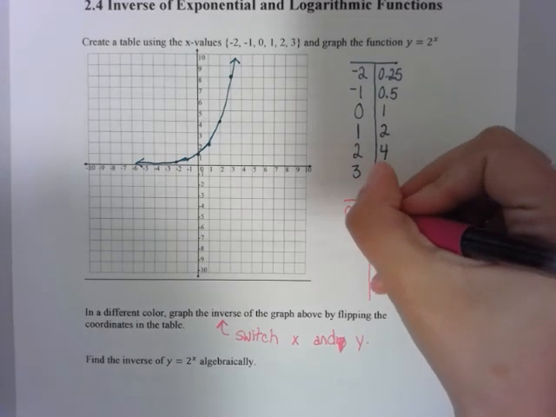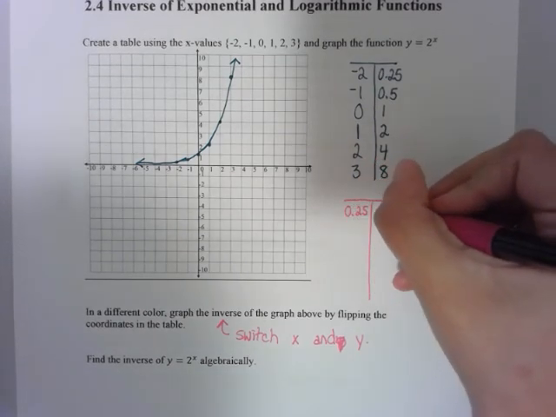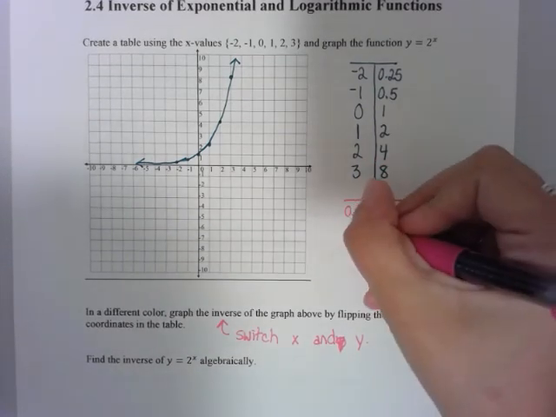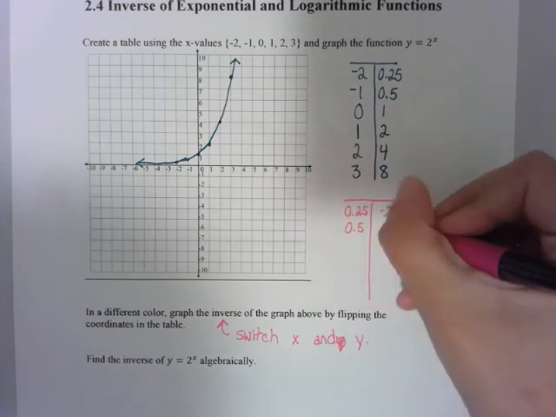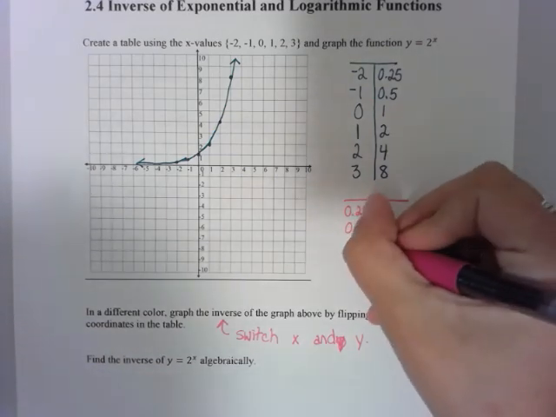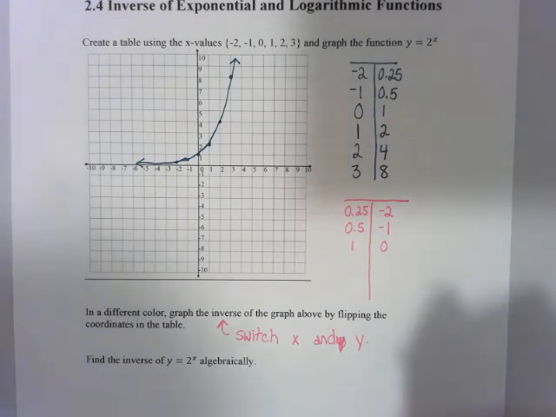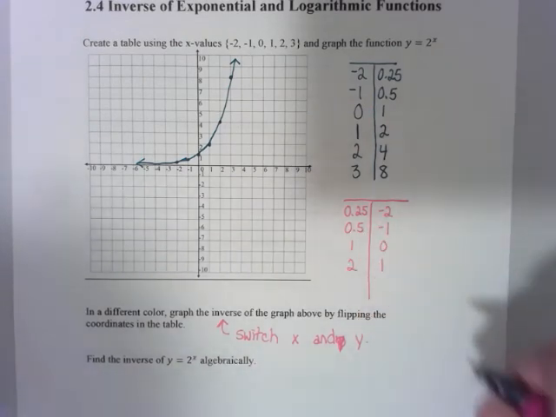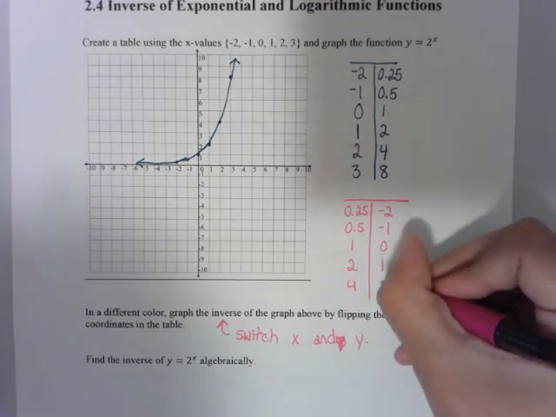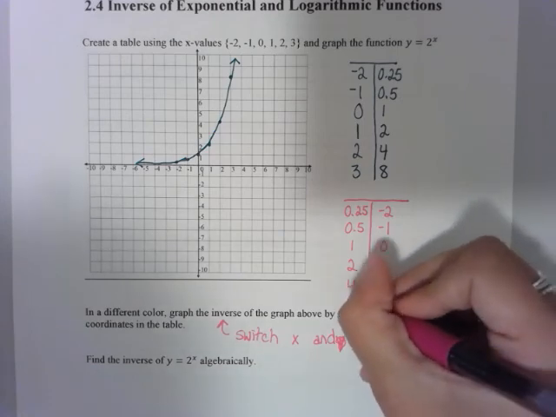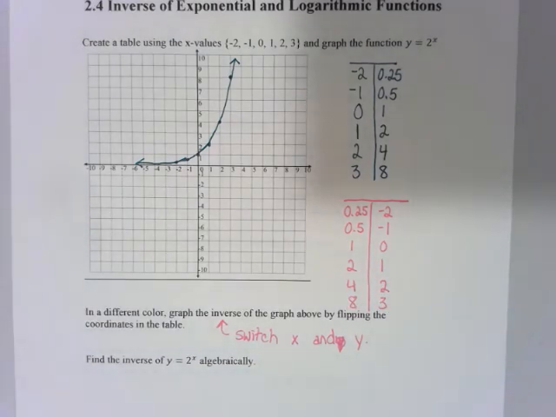So I would have 0.25, -2, 0.5, -1, 1, 0, 2, 1, 4, 2, and 8, 3. Take a second to plot those new coordinate points on your graph.